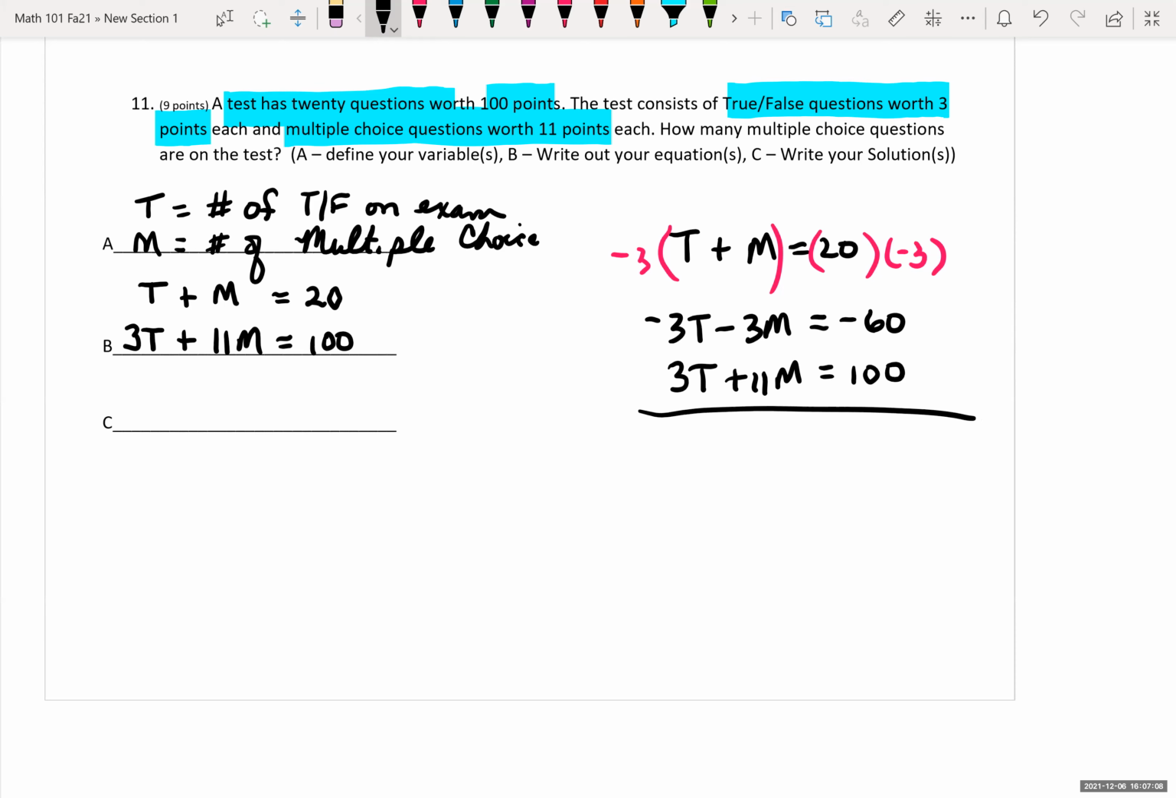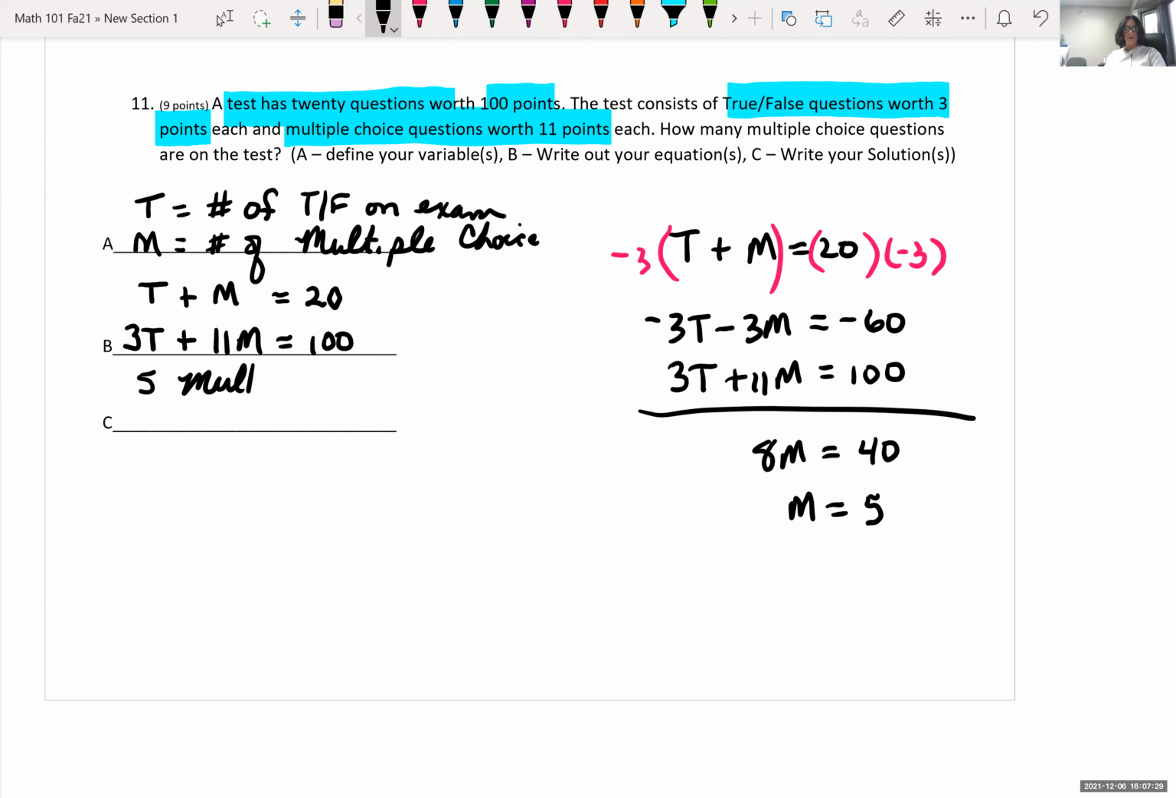When we sum these up, we get 8M is equal to 40. If I divide both sides by 8, I get M is equal to 5. So I have 5 multiple choice questions.